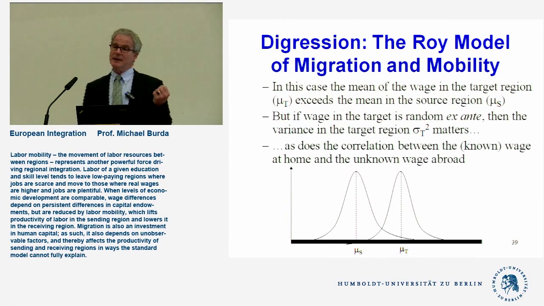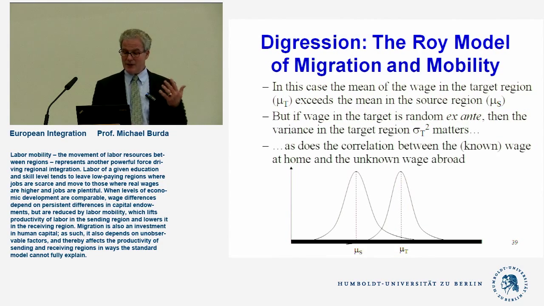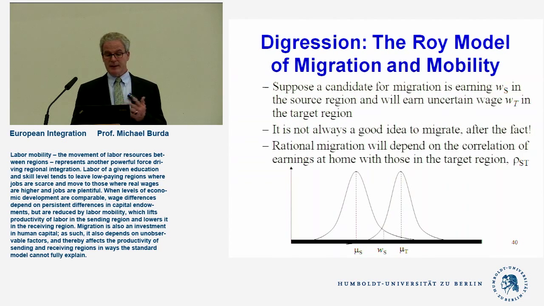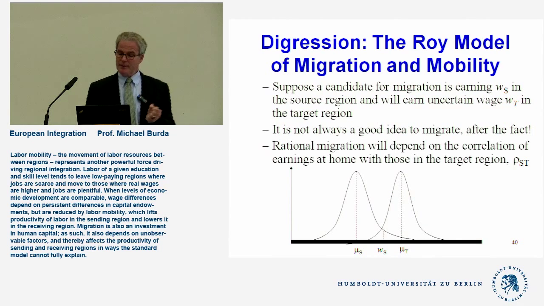If I'm at the top of the heap in the home country and I move, and the correlation of wages in the two distributions is high, then I'm going to be at the top of the heap in the receiving country too. If I'm a doctor leaving some African country and I come to Germany and my training is recognized, I'm going to have a pretty good occupation. I'm going to have a good wage when I get there. So we can actually use correlations to understand that decision. So suppose you earn WS in the source region and you don't know what you're going to get.